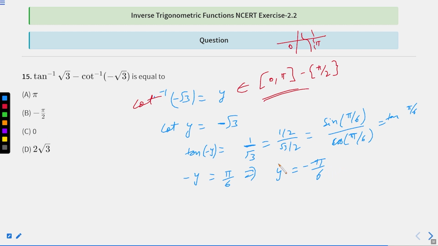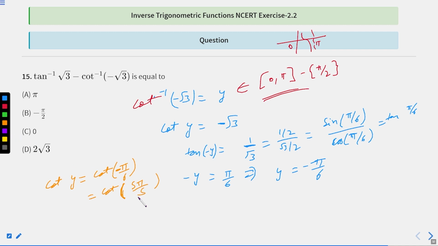So what we will do is, with what is given to us, cot y is equal to cot of minus pi by 6. And what I know is that this equals cot of pi plus theta, since cot is positive in the third quadrant. So if you solve this, you will get 5 pi by 6.